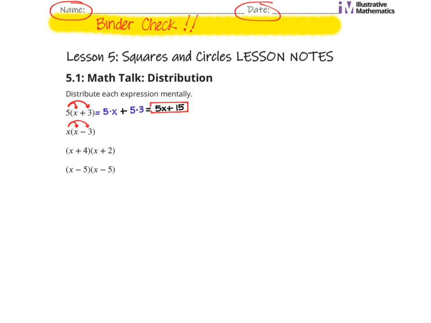Okay? So the second problem, we're distributing that x over the binomial, and we end up with x times x minus x times 3, which simplifies to x squared minus 3x.